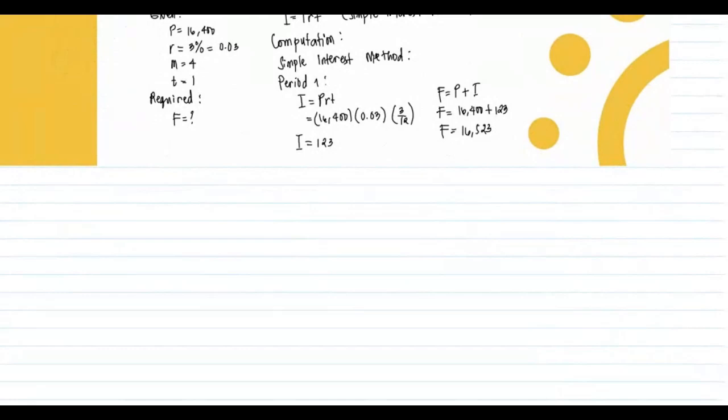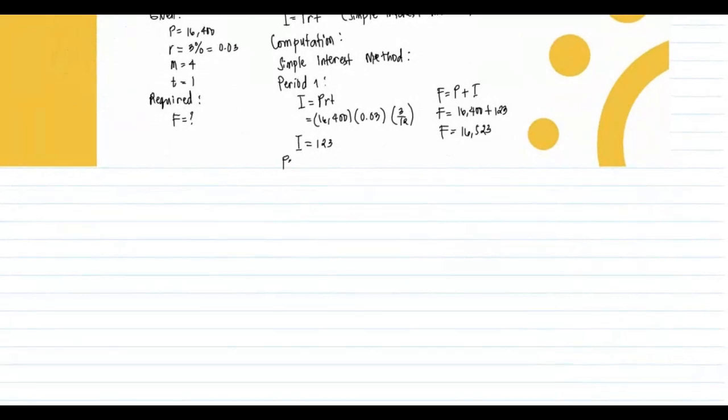And we do period 2, or the second period, because we are going to do this 4 times. So, this is our new principal amount. We are still going to use the same values. So, I is equal to PRT. And then, instead of using 16,400, we are going to use now 16,523.